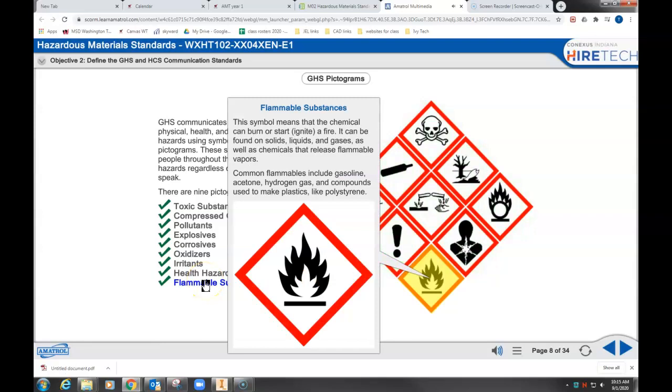Flammable substances. This symbol means that the chemical can burn or start a fire. It can be found on solids, liquids, and gases, as well as chemicals that release flammable vapors. Common flammables include gasoline, acetone, hydrogen gas, and compounds used to make plastics like polystyrene.